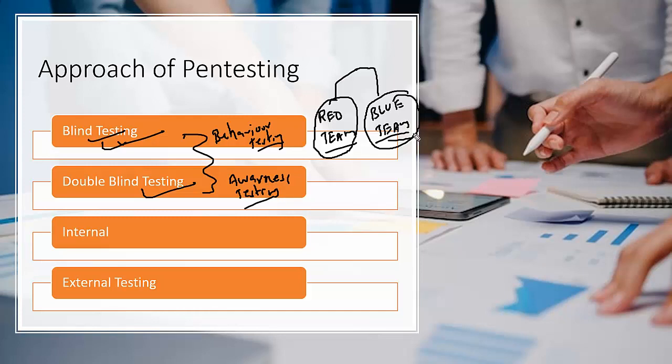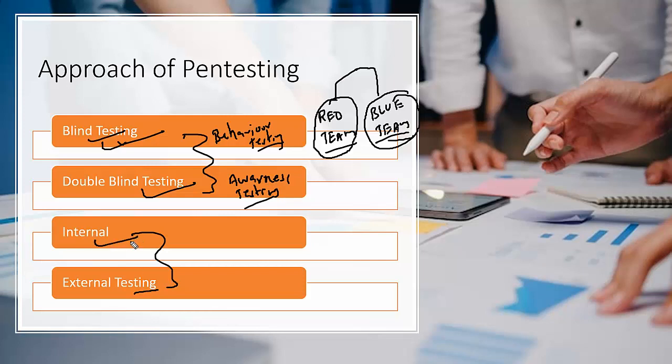So these two are more like behavior-based testing or awareness-based testing. But when you are talking about internal and external testing, this is more about how you drive. You come from the internet and then penetrate into the internal network. Sorry, that is called external testing. External testing basically means finding all the information on the internet, using it, and trying to hack.